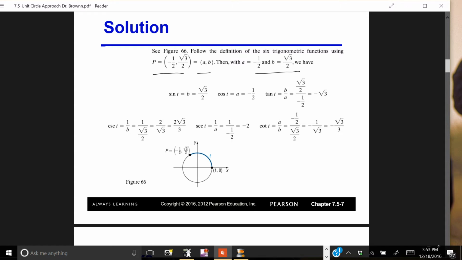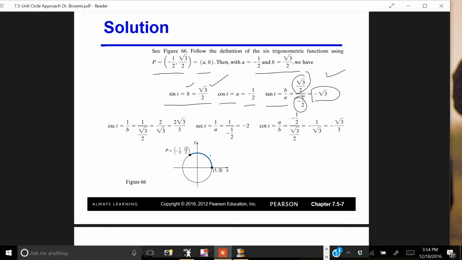We can then define the sine function is equal to b, which is the square root of 3 over 2. The cosine is equal to a, which is equal to minus a half. And then the tangent function would be b over a, which is the square root of 3 over 2 divided by minus 1/2, which simplified would be minus the square root of 3.